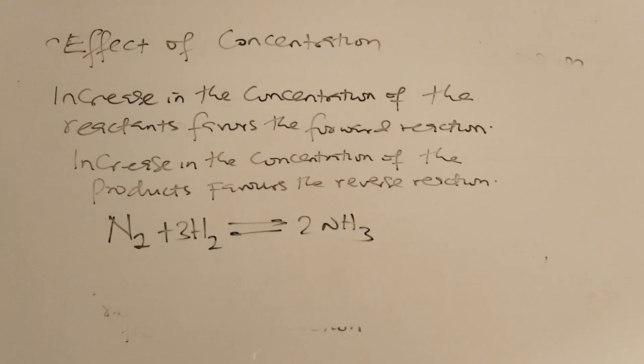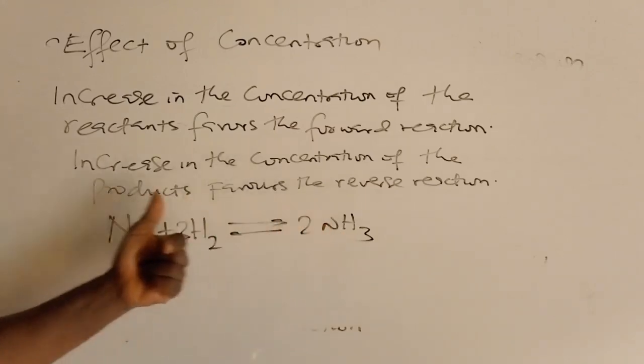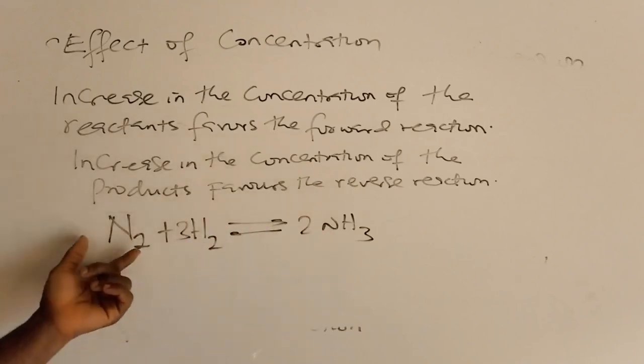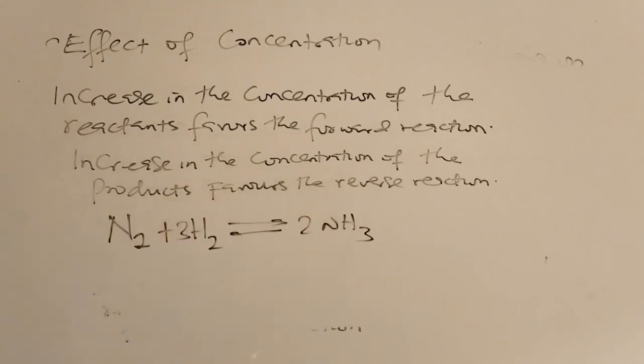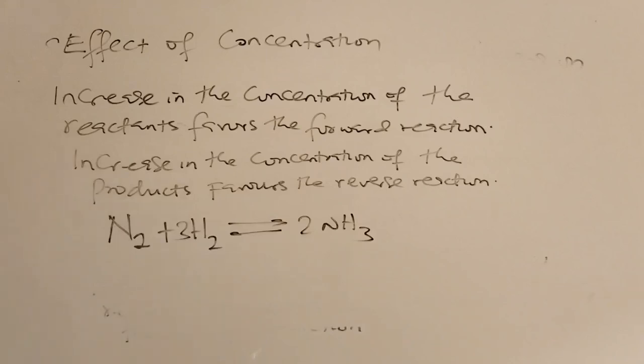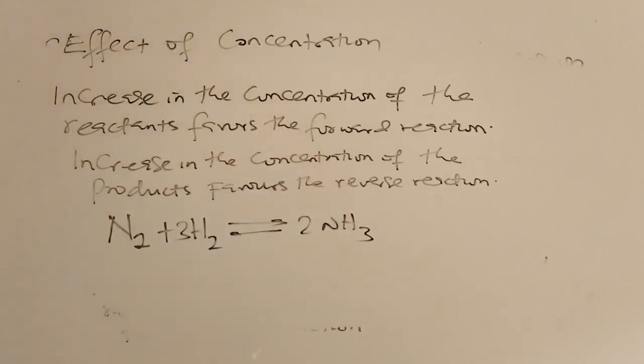Now, how do we increase the concentration of the product? One of the ways to do it is to add more ammonia into the system, and that will favor the backward reaction. Or we keep the ammonia constant and remove some nitrogen or some hydrogen. That will still make this one higher in amount, favoring the reverse reaction. Or we add a substance that will react with any of the reactants to produce the product. So if you increase the concentration of the reactant, the forward reaction is favored. If you increase the concentration of the product, the backward reaction is favored.